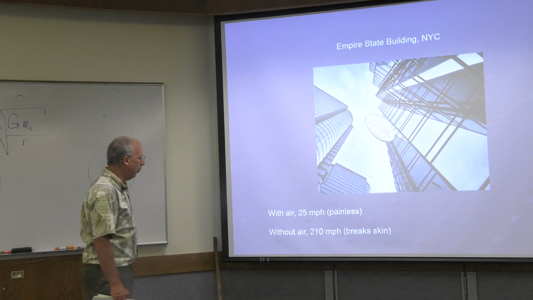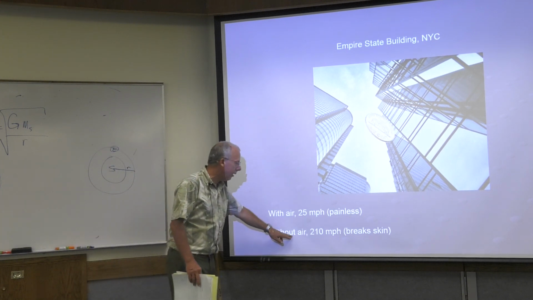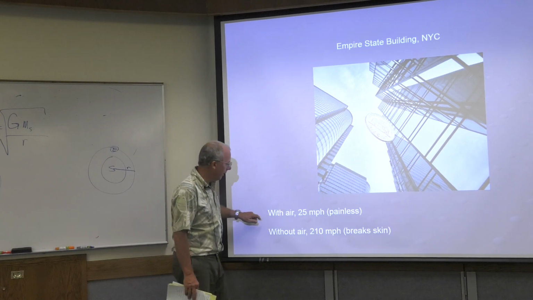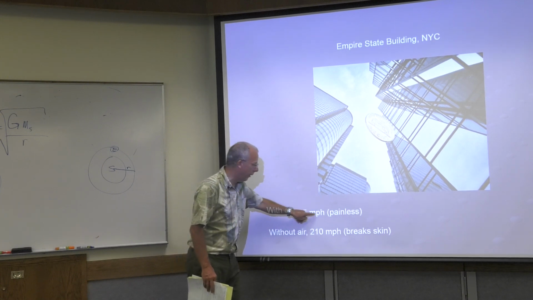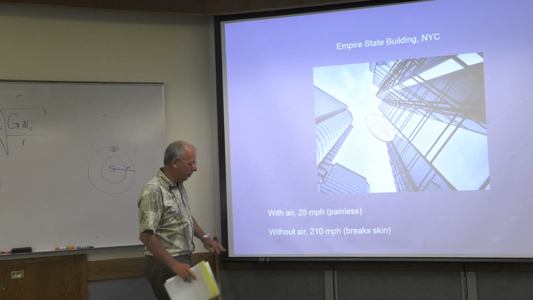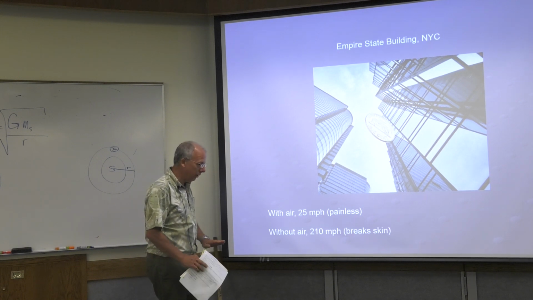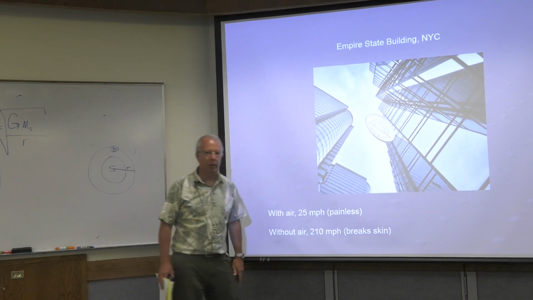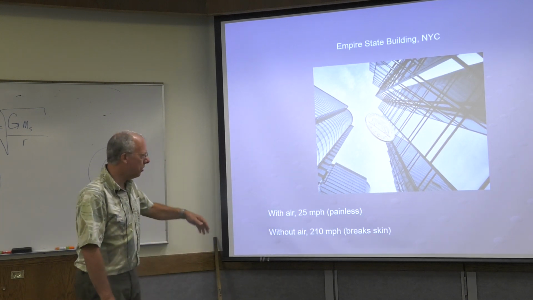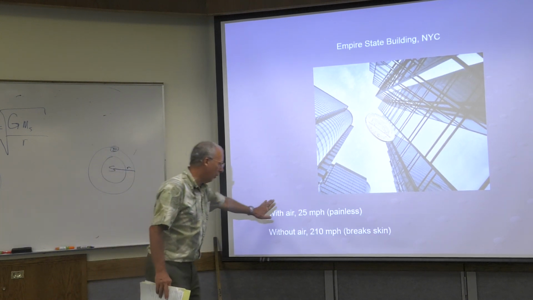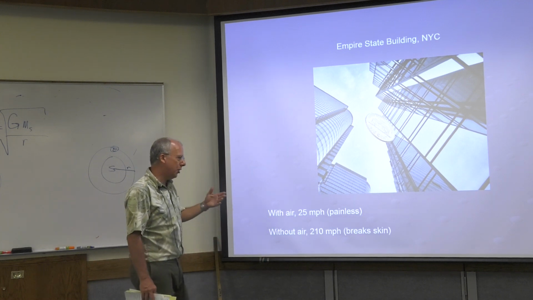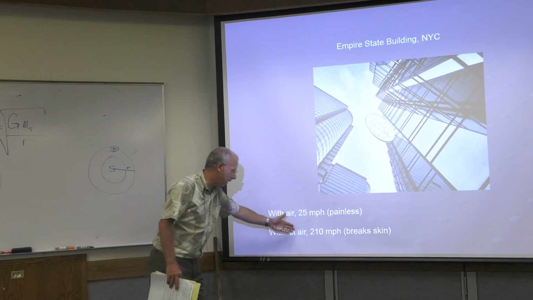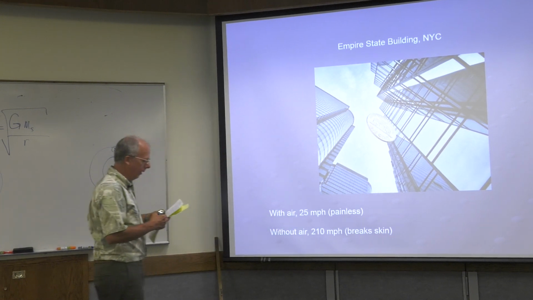And they also claim, without air, so this is with drag, it slows down, it's only going 25 miles an hour at the bottom. Without air, so free fall, in other words, no drag, it goes 210 miles per hour, which would certainly break your skin. I don't know if these things are true, but it just shows you that air resistance is really important. I mean, 25 compared to 210. That's huge, right?